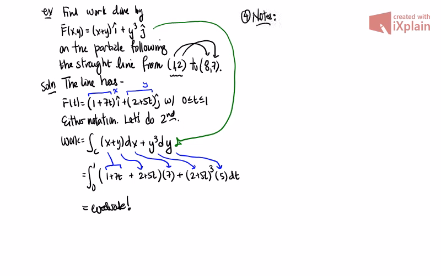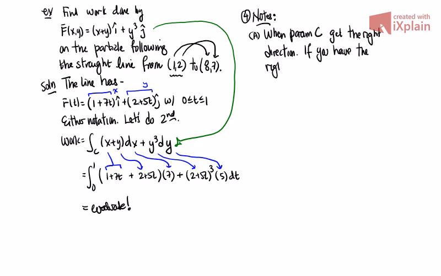Actually, I'm going to break them into 2 instead of 3. It's a little bit better. The first is that the parameterization of C doesn't matter, but the direction does. In other words, the direction is the only thing that matters. So when parameterizing C, get the right direction. If you have the right direction, the parameterization doesn't matter.